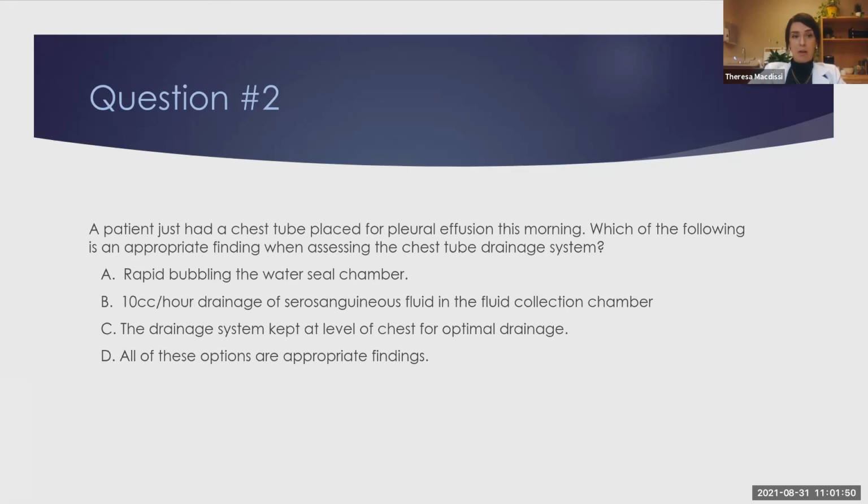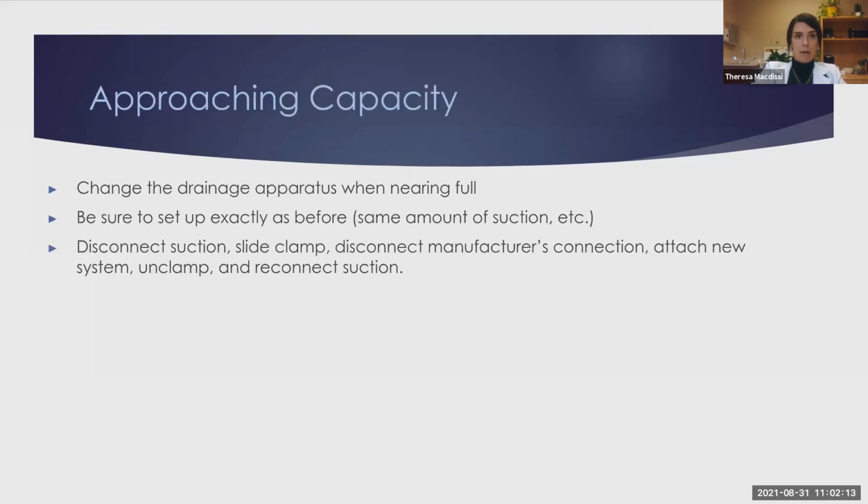10 cc's an hour, that's a pretty typical drainage for a pleural effusion. Sometimes it can be less or more depending on how often or when the chest tube was placed. C, the drainage system kept at the level of the chest for optimal drainage. No, we actually want it kept below the level of the chest so that gravity helps with the drainage. So good job, everyone.